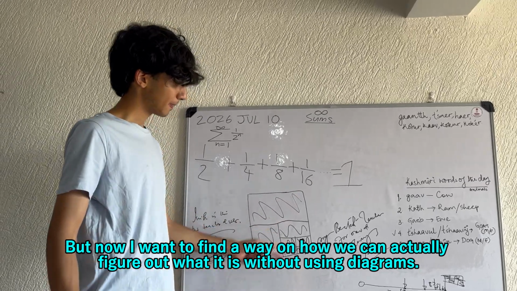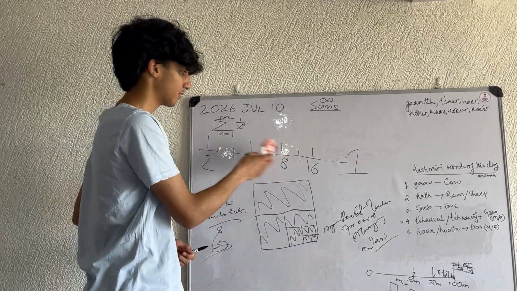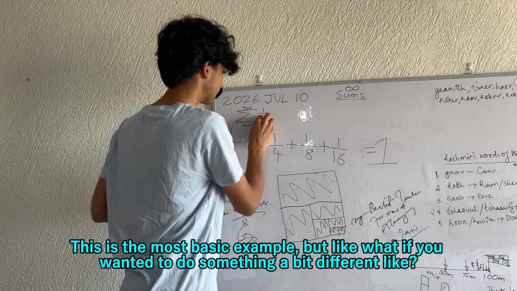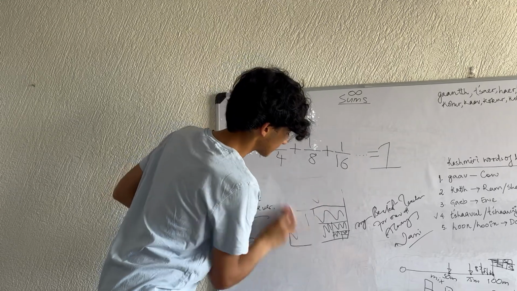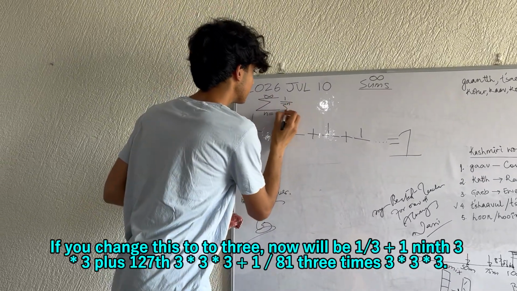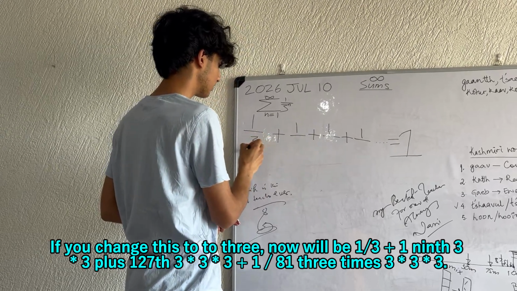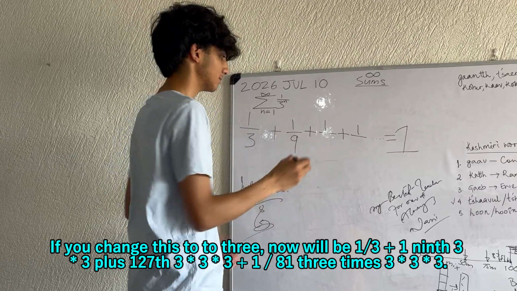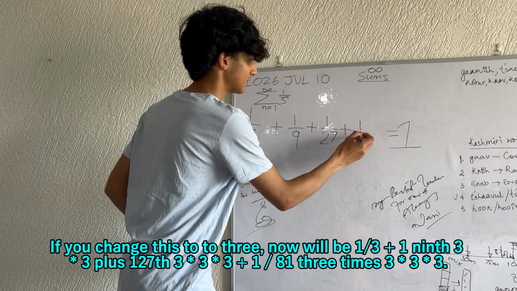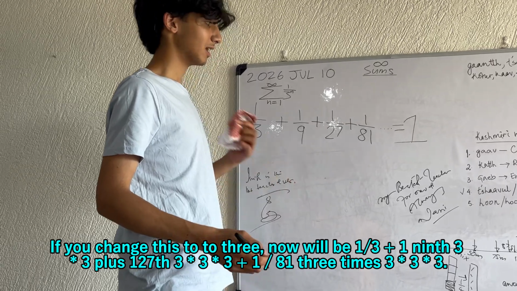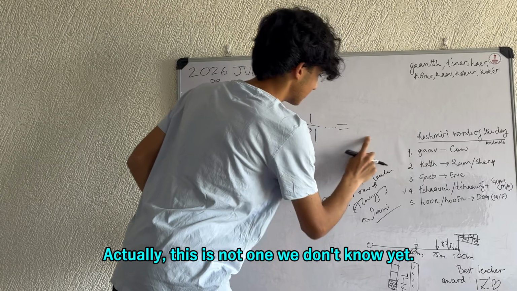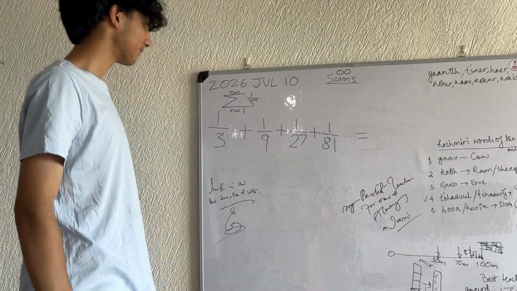Now I want to find a way to figure out what it is without using diagrams. This is the most basic example, but what if you wanted to do something a bit different? What if you change this 2 to a 3? Now it'll be 1/3 plus 1/9, 3 times 3, plus 1/27, 3 times 3 times 3, plus 1/81, 3 times 3 times 3 times 3. How will you figure out what this is? Actually, this is not 1, we don't know yet.